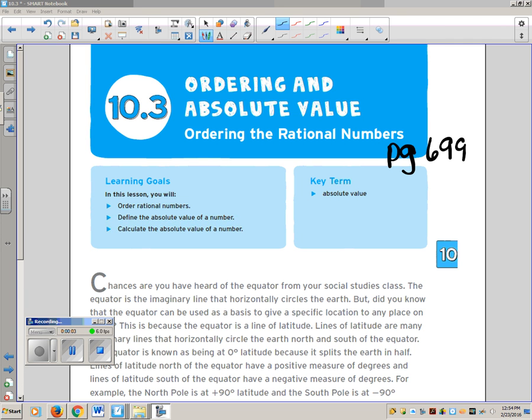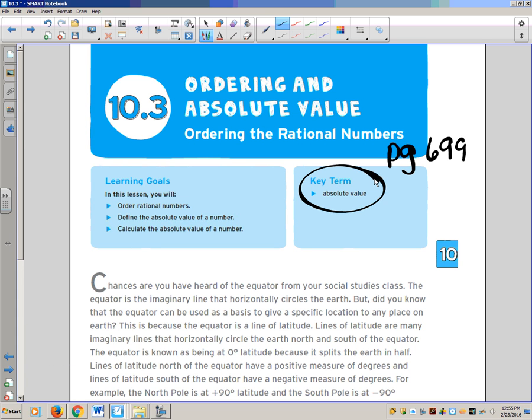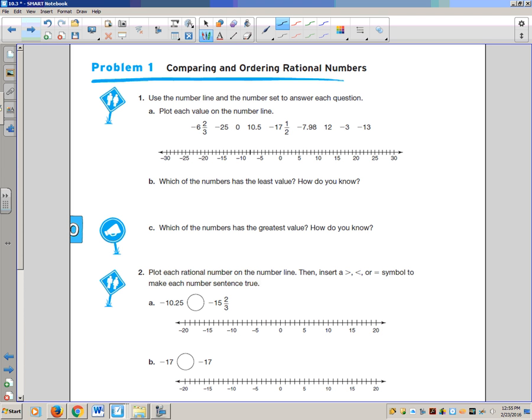Chapter 10, Section 3, starting on page 699. The most important thing with this section is called absolute value. And we will get to that after we do a little bit of practice on page 700. First, we're going to use a number line and the number set to answer each question. Plot each value on the number line.